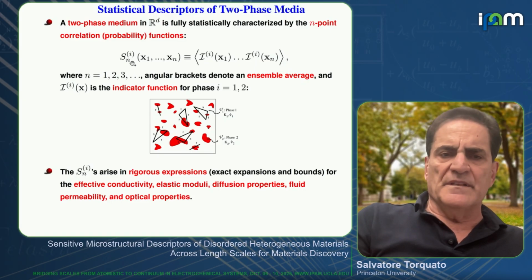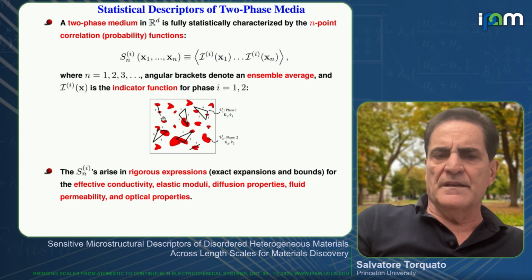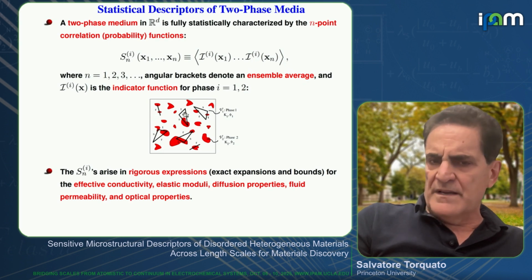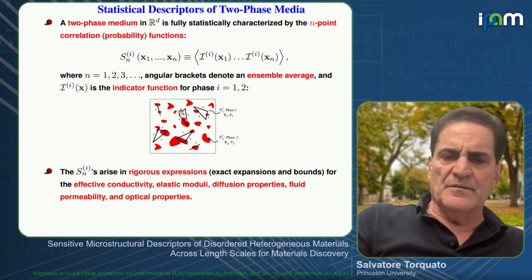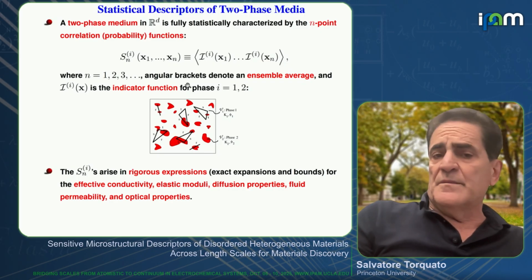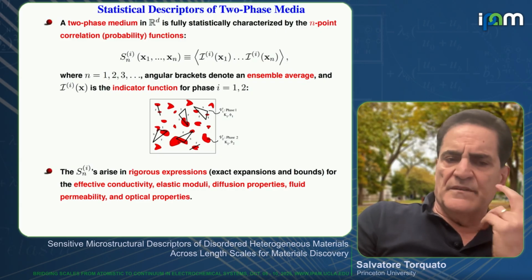So for example, if I'm dealing with little n equal to 2, that's the 2-point probability function. It's the probability that the endpoints of a line segment fall in one of the phases. Okay. The 3-point probability function is the probability that a triangle with side lengths r, s, t, that the vertices of that triangle fall in one phase. In general, it is the probability that I throw a polyhedron and that the vertices land in one phase.